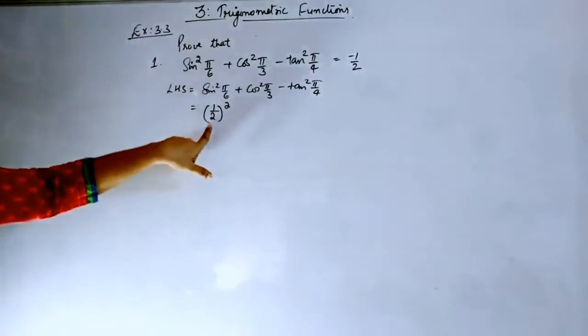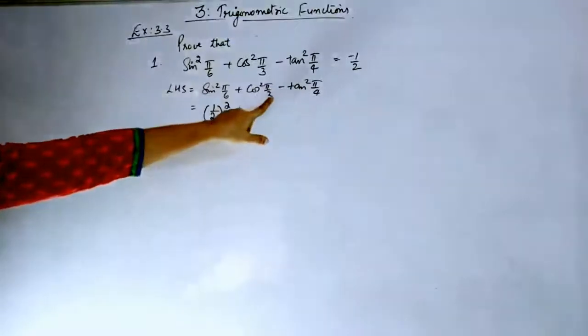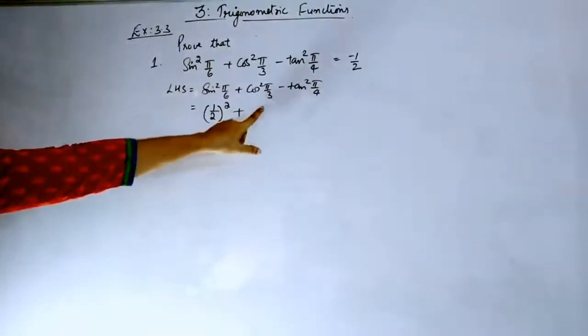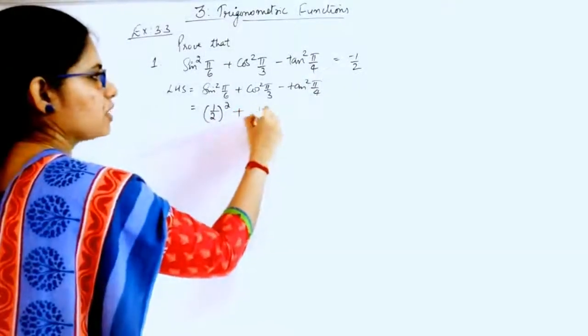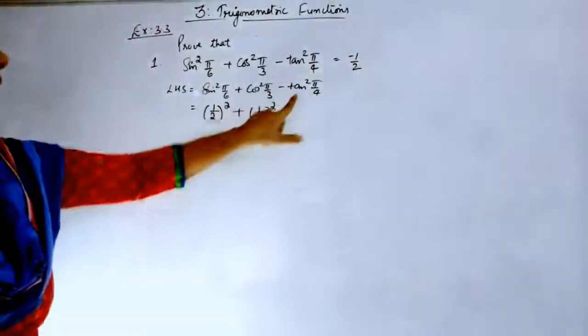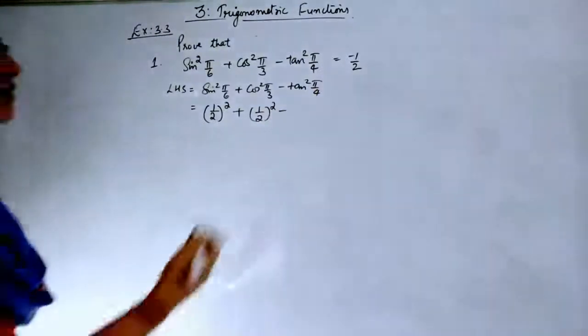So sine pi by 6 the whole square is same as sine square pi by 6. Okay, so it is 1 by 2 the whole square plus, now what is cos pi by 3? Cos pi by 3 means it is cos 60, and cos 60 is also 1 by 2. So you will get again 1 by 2 the whole square minus tan pi by 4. Tan pi by 4 or tan 45 is 1. So it will be 1 square.